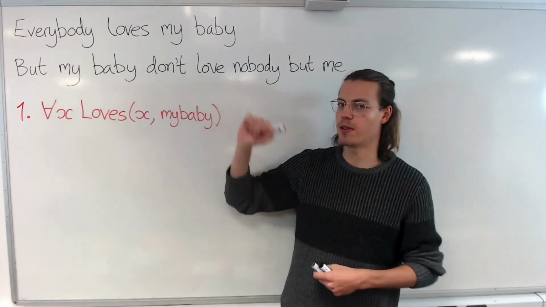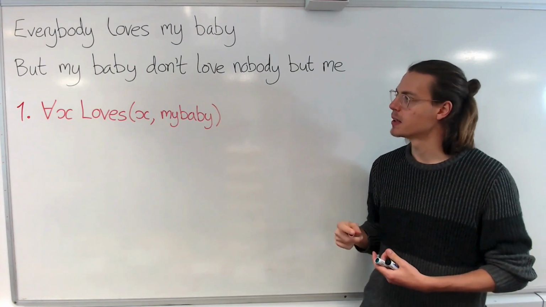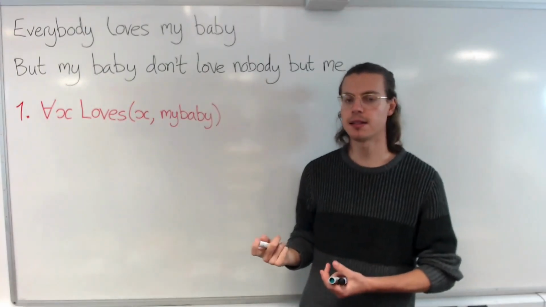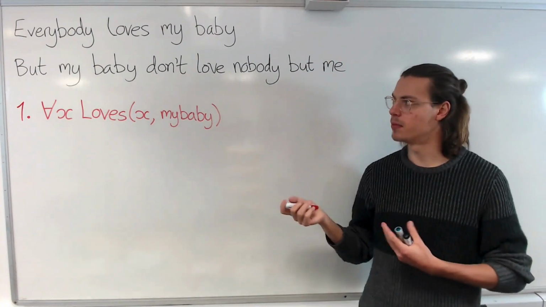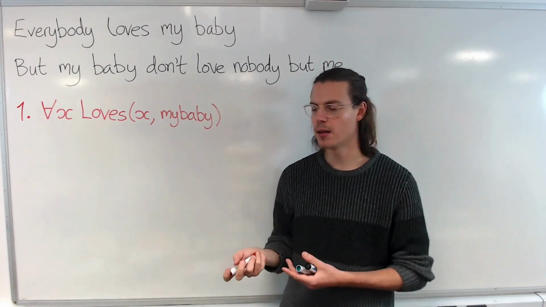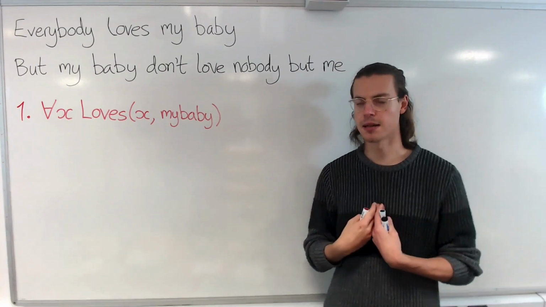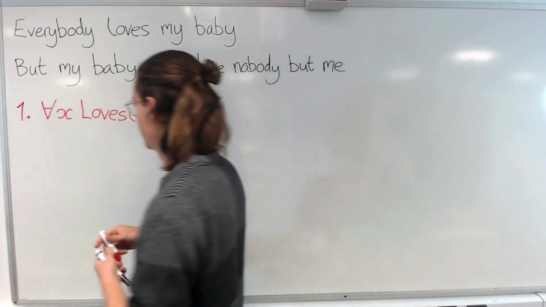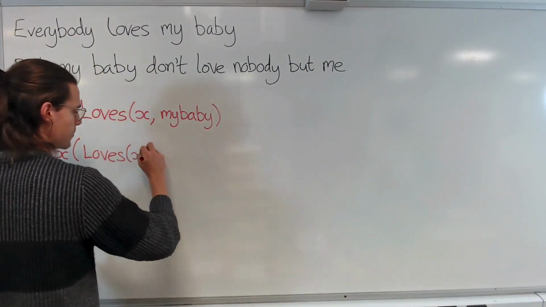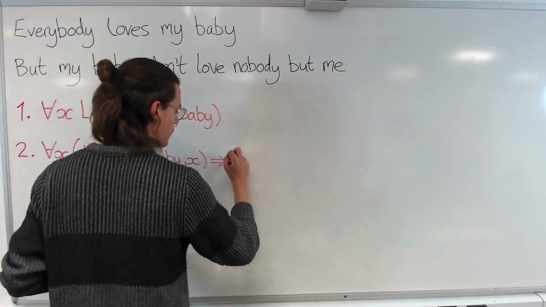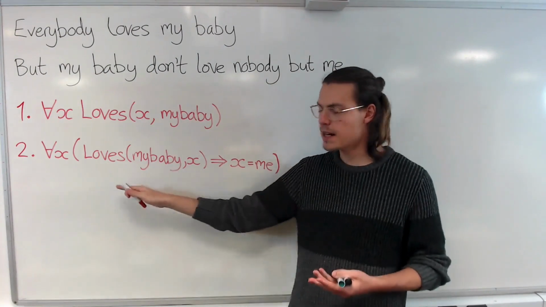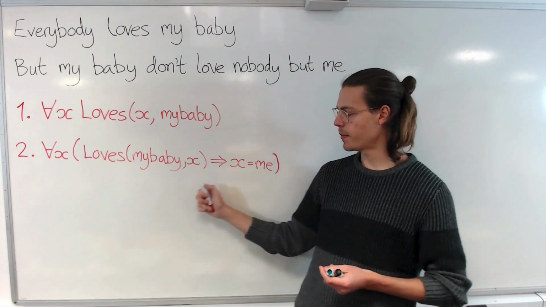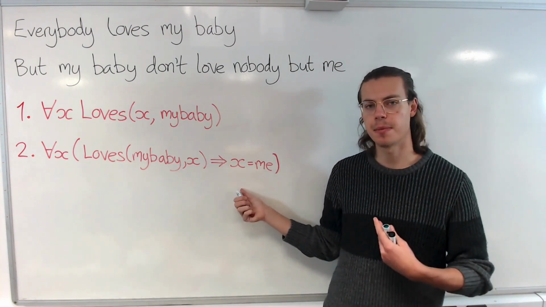Let's try to express this second line. My baby don't love nobody but me. Another way to say this is for any person x, if my baby loves x, then x must be me, because my baby don't love nobody but me. Again, for any person x, if my baby loves x, then x equals me.